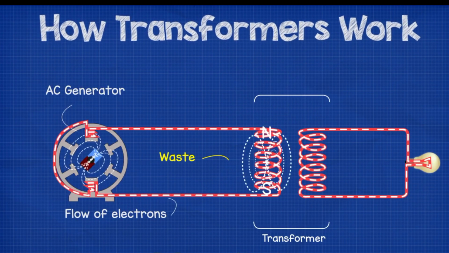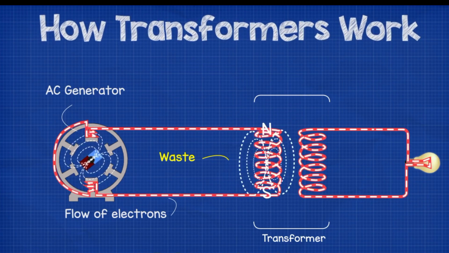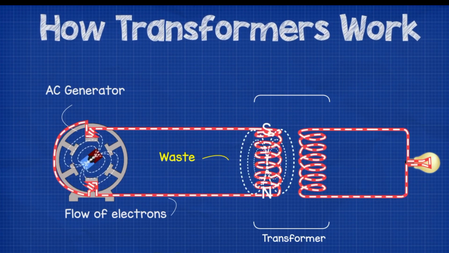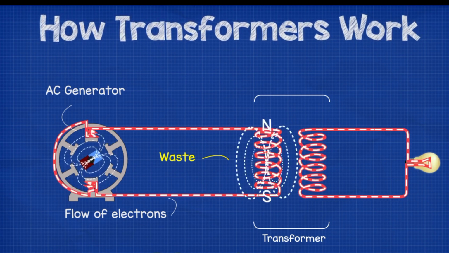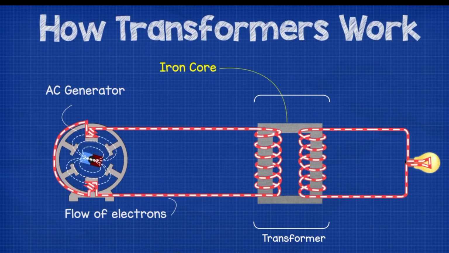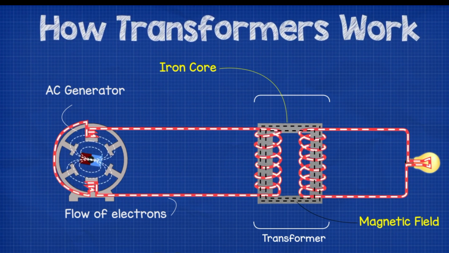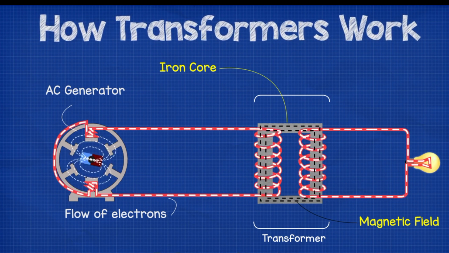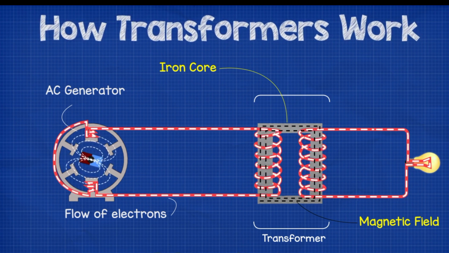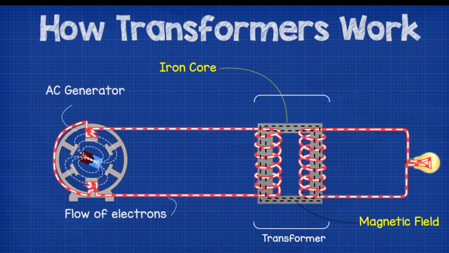Now the problem with this setup is that a lot of the magnetic field from the primary side is being wasted because it's not in range of the secondary coil. So, to fix this, engineers place a core of ferromagnetic material such as iron in a loop between the primary and secondary coils. Now this loop guides the magnetic field along a path to the secondary coil so that they will share the magnetic field, and this makes the transformer much more efficient.